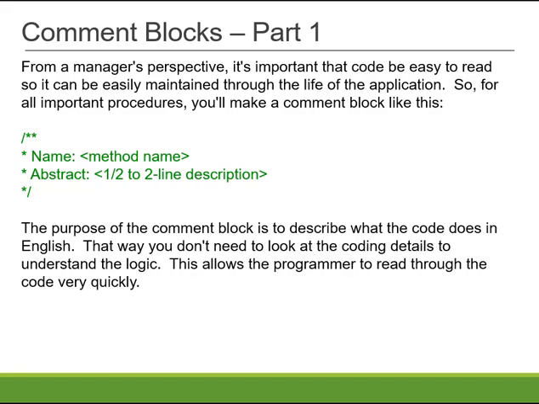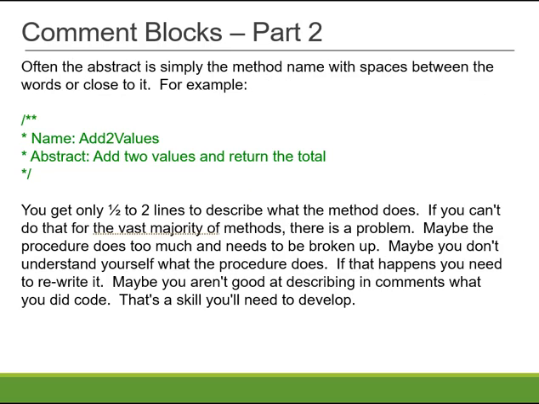Be sure to provide a comment block above all your method signatures. This is a requirement in this course and by many employers. Get into the habit of providing descriptive documentation in all your programs for future maintenance. This will make it much easier to read and will allow for easier maintenance. The abstract is often the method name with spaces between the words or something similar to that. Be sure to describe your method in 2 lines or less. If you cannot do this, maybe you need to break the method up into 2 or more methods.